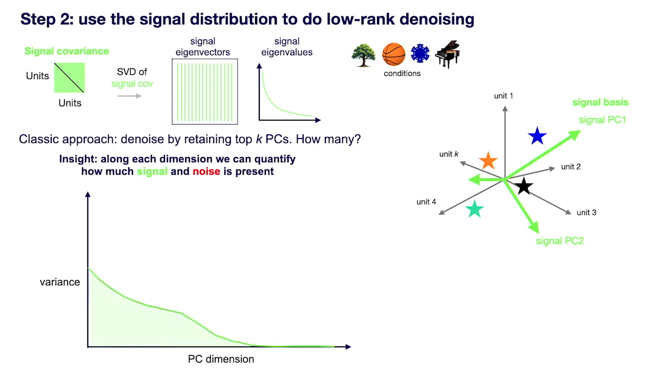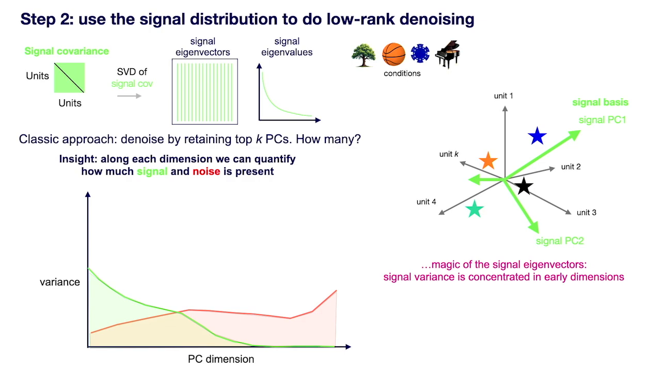So we can plot variance as a function of PC dimension, and for signal, we might get something like this. And for noise variance, we might get something that looks like this. And the magic of these signal eigenvectors is that signal variance tends to concentrate in the early dimensions. So now, given this information, the user can decide how aggressively they want to denoise the data.